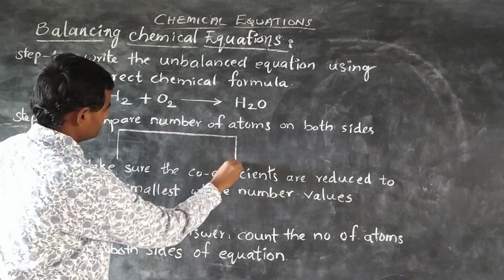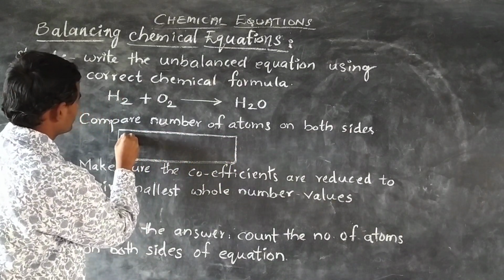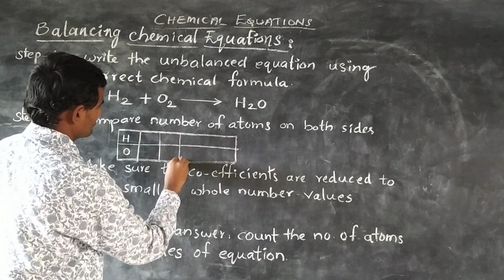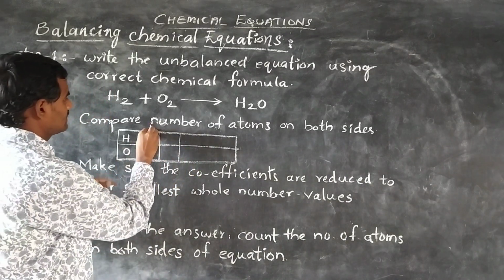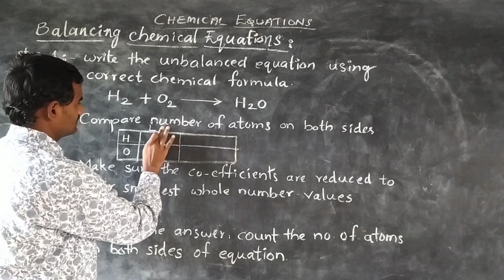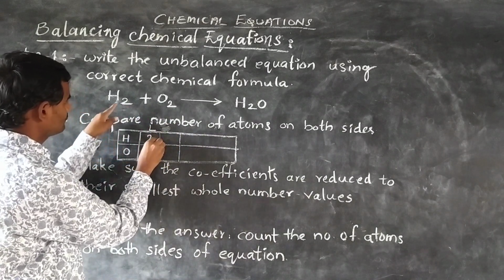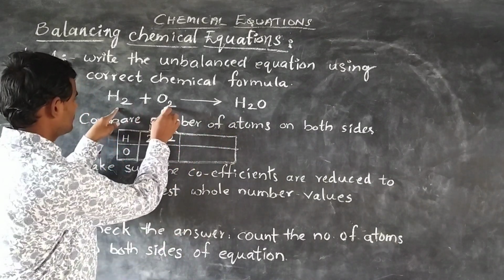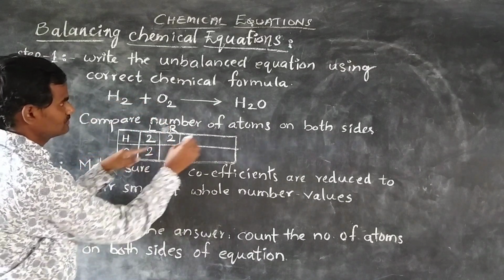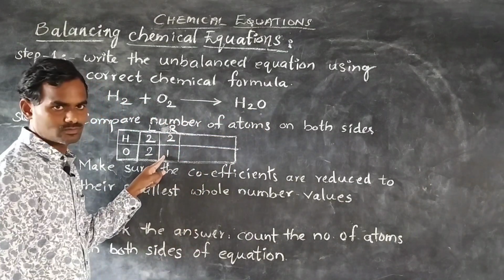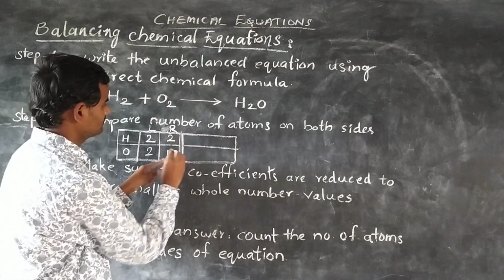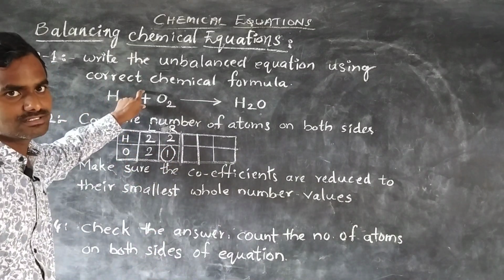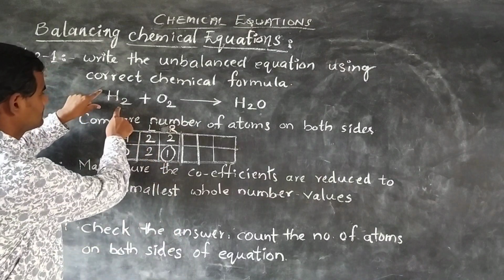So here I will write hydrogen and oxygen, which are both 2 here. On the left hand side the number of hydrogens is 2. On the right hand side the number of hydrogens is 2. On the left hand side the number of oxygens is 2. On the right hand side the number of oxygens is 1. This is before balancing. We have to balance the oxygen so that the equation becomes balanced.